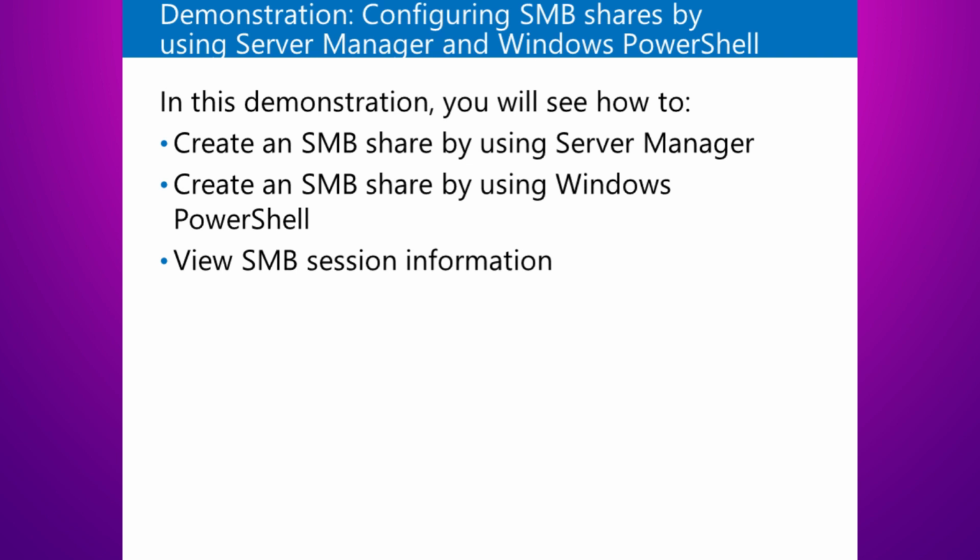Create an SMB share by using Windows PowerShell. 1. At the Windows PowerShell prompt, type the following command, and then press Enter.